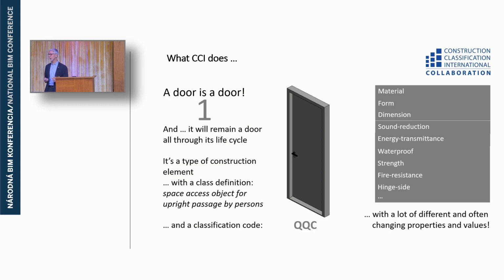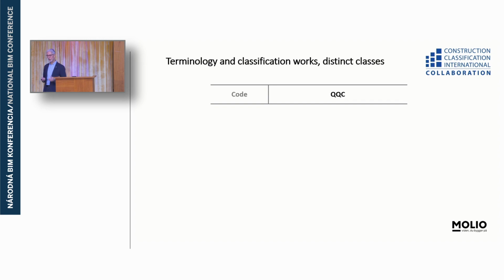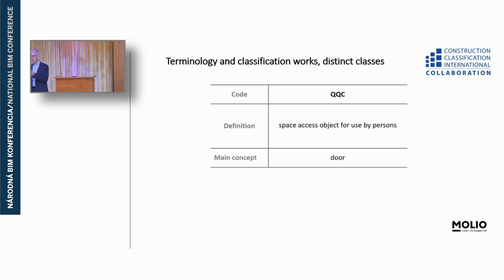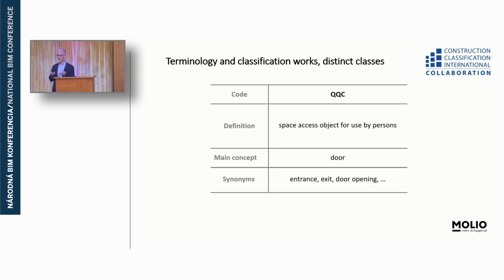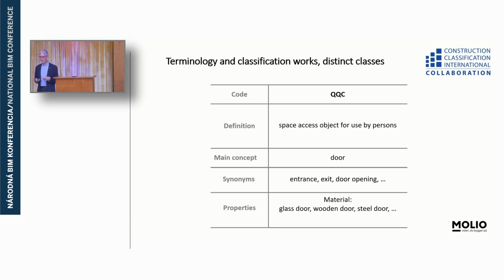So, and then it has a classification code. So the combination of the classification code and the definition actually is the thing that defines the door. The main concept, or preferred term as it's also called, is door. And the entrance, exit, door opening are typical synonyms used in many languages, and you could probably find more. And then there are all the materials and things around the door that go into the door and actually are properties.